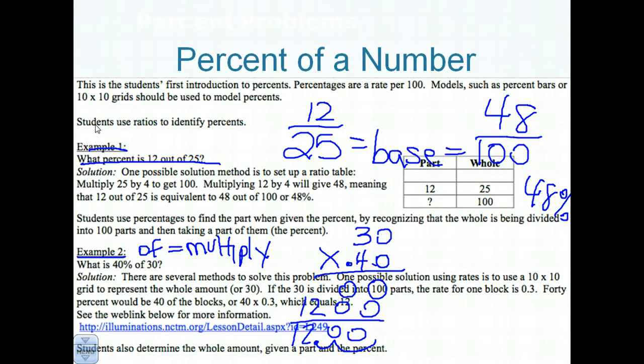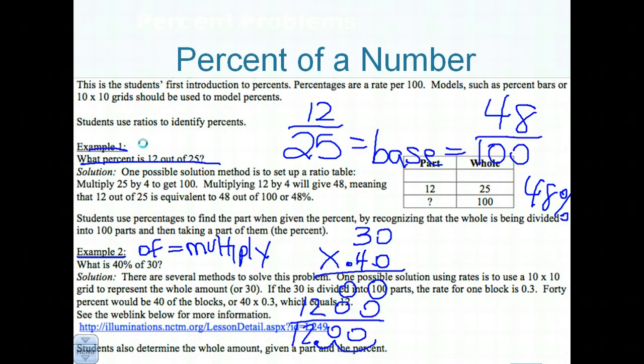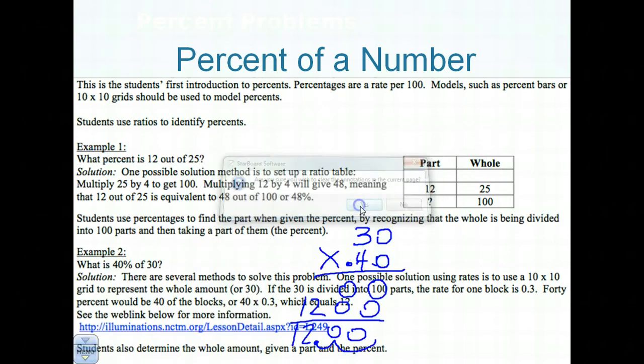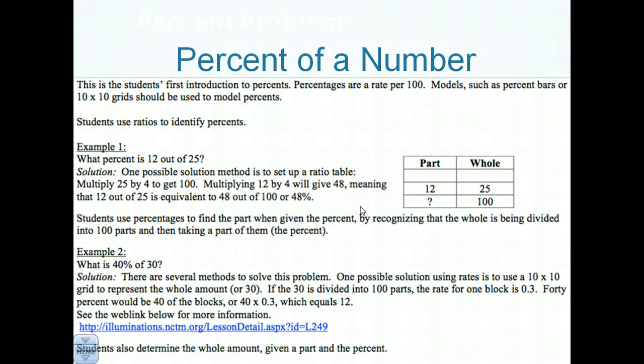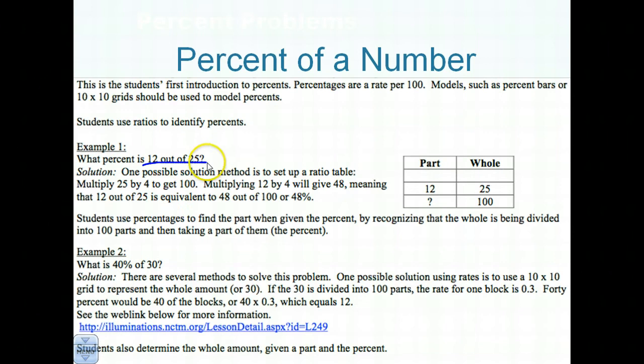First, we know how to find a percent when it's 12 out of 20, a number out of another number. So, we are going to find what percent is 12 out of 25. 12 out of 25 is written this way.